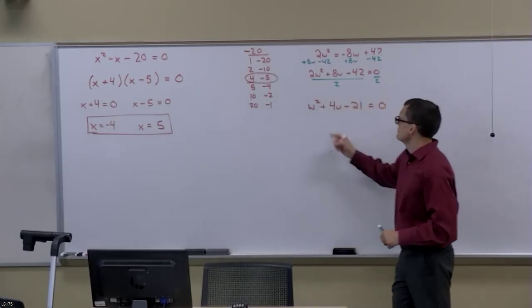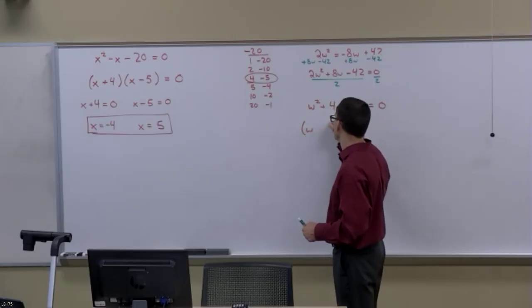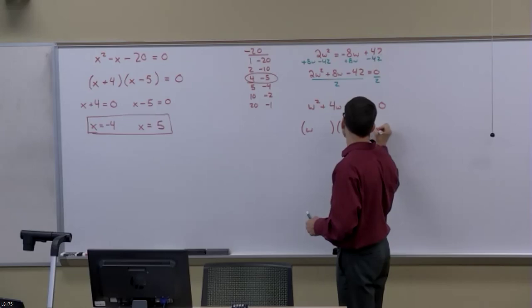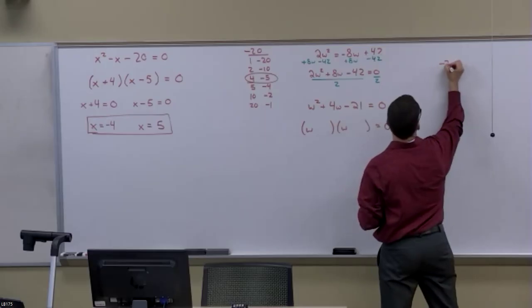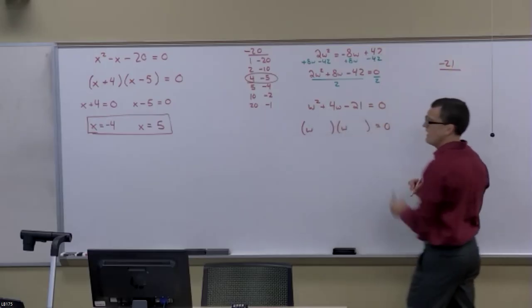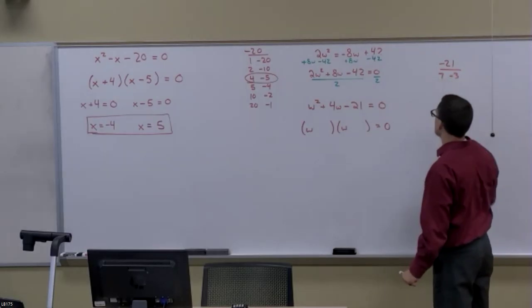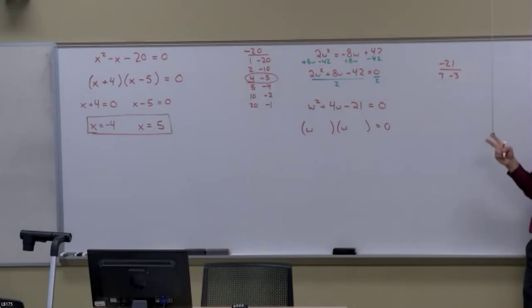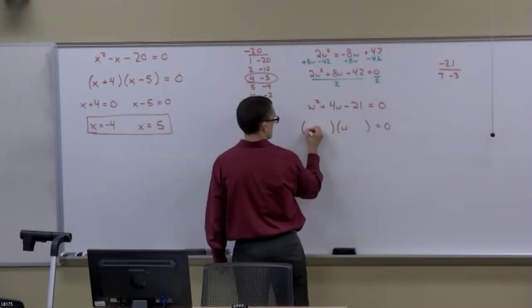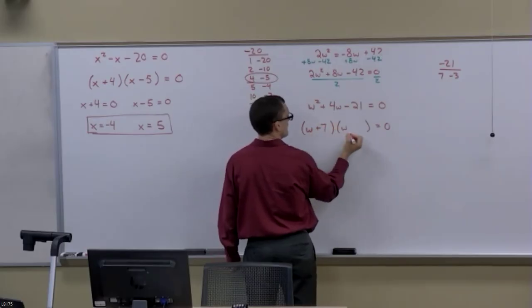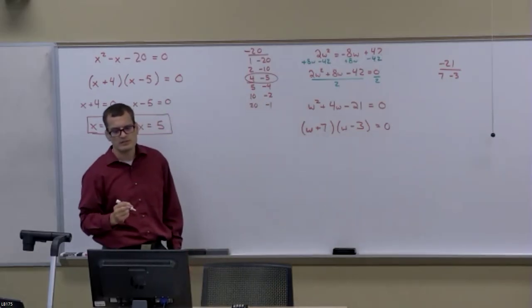Once you get used to this, you'll know that since we have a leading coefficient of 1, the factoring is going to be w plus or minus a number times w plus or minus a number. These two numbers have to multiply to give me negative 21 and add to give me a positive 4. 7 and negative 3 multiply to give me negative 21 and add to give me a positive 4. So this is going to be w plus 7 times w minus 3. And that's equaling 0.